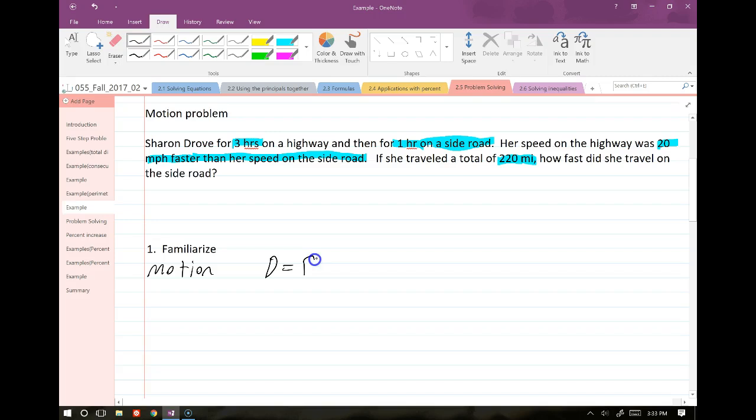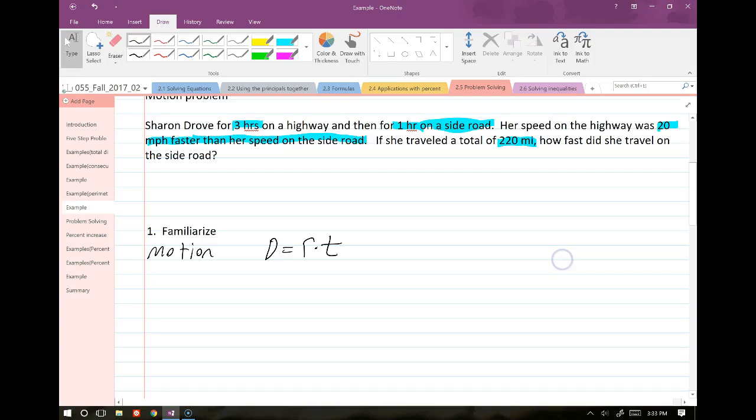For these types of problems, you might not need to do this, but it's something I like to do. We're going to build a table, and this is going to inform us of how we should construct the equation. This is going to be a lot more helpful in the algebra classes after this, but you might as well get used to it now. On our table, I am going to list the two legs of her journey, the highway leg and the side road leg.